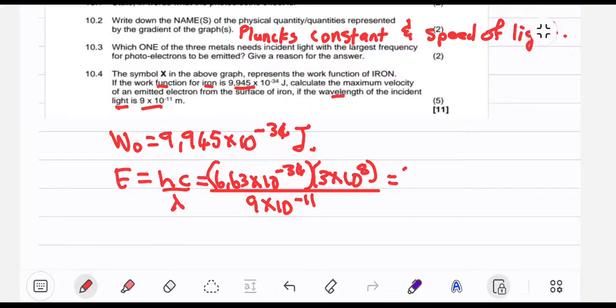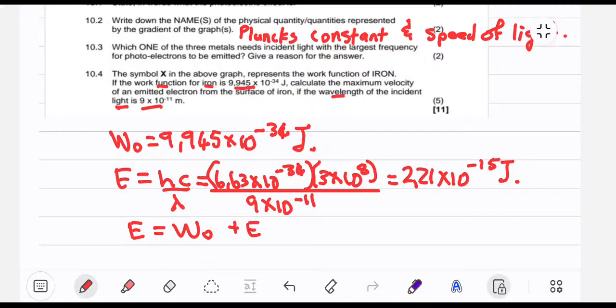We're getting 2.21 times 10 to the negative 15 joules. And then after that, I would go to this formula, E equals W naught plus EK max.